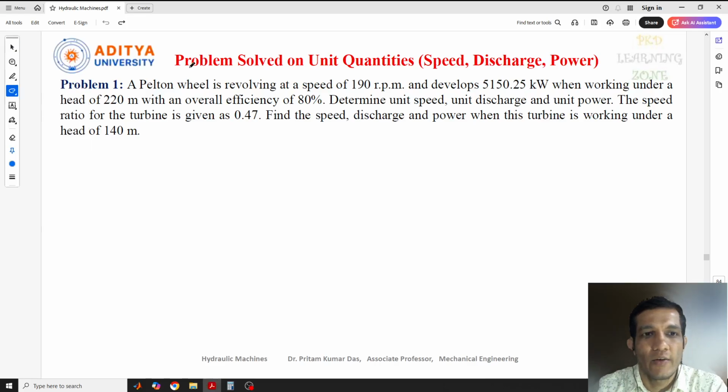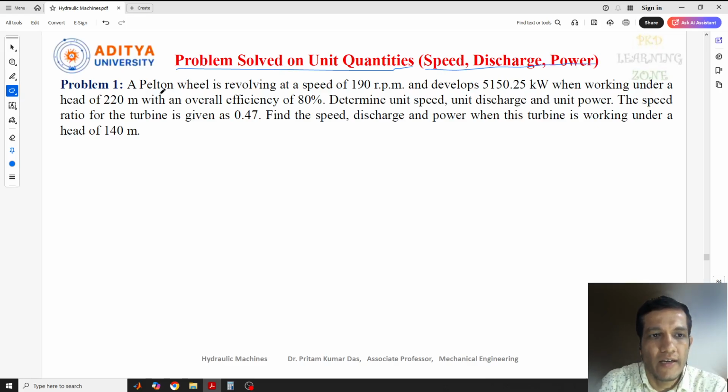In this lecture, we'll solve a problem on unit quantities. Basically, in the unit quantities, three parameters are to be calculated. One is unit speed, another is unit discharge, and another is unit power. In our last lecture, we also discussed the theory part regarding these unit quantities. Based on that concept, I have taken this problem.